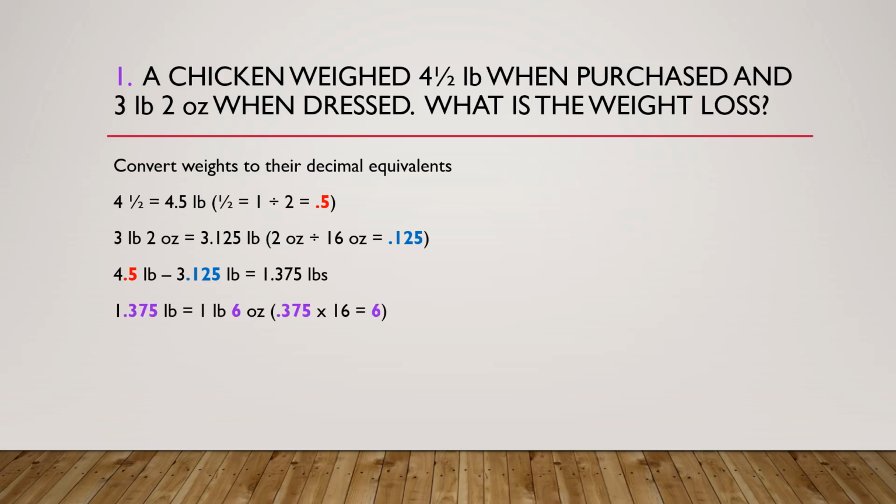If we needed to convert that decimal equivalent of pounds to ounces, we would take the decimal 375 and multiply it by the relationship between ounces and pound, which is, of course, 16. So decimal 375 times 16 equals 6. So the weight loss on this particular chicken is 1 pound 6 ounces.